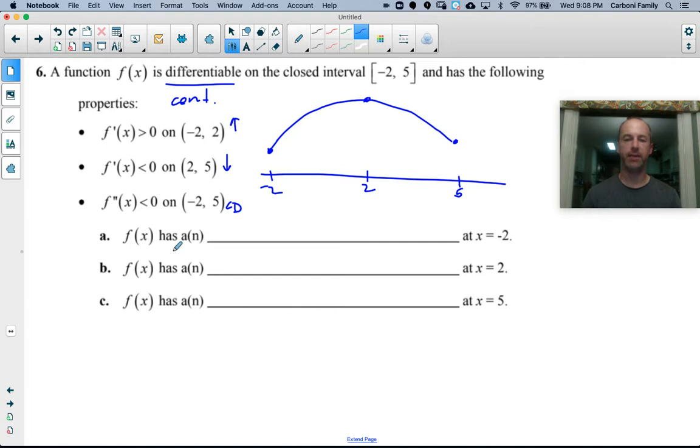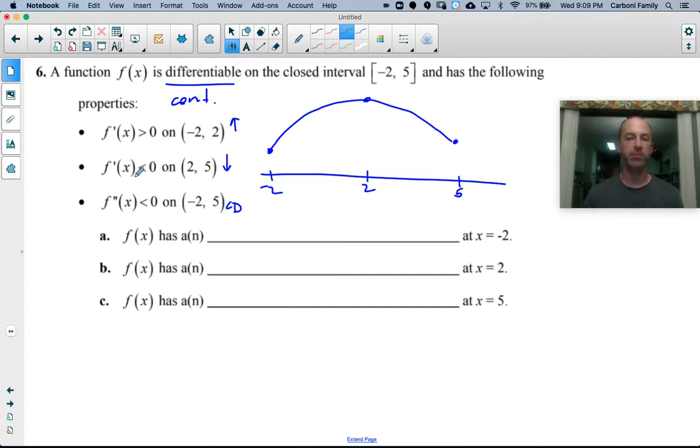And so let's think about that. At x equals -2, that is an endpoint. So the only thing it could be is an absolute max or min. It's definitely not an absolute max, because I can tell that x equals 2 is going to be my highest point. The thing is, I don't know if it's an absolute minimum, because there's no information to tell you how much we increase or decrease.